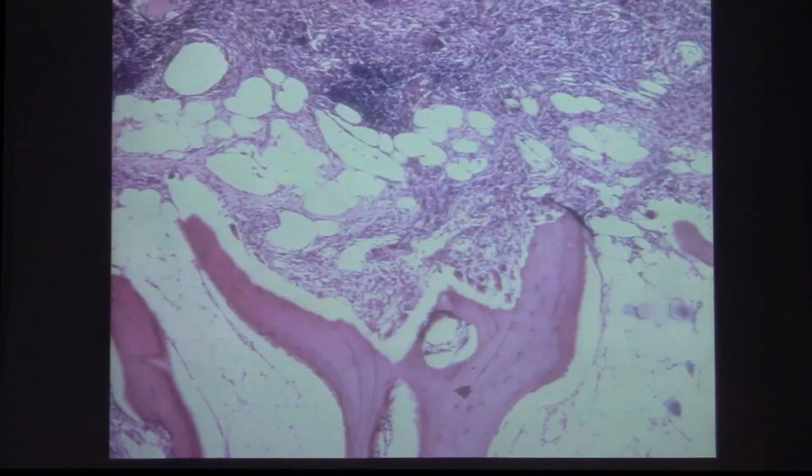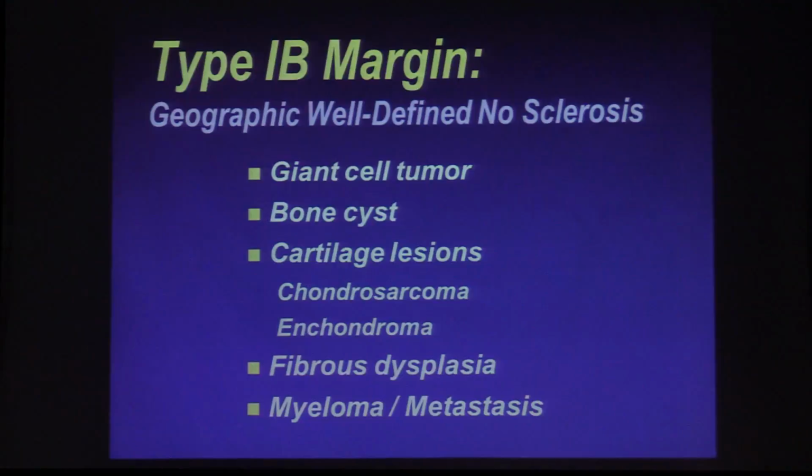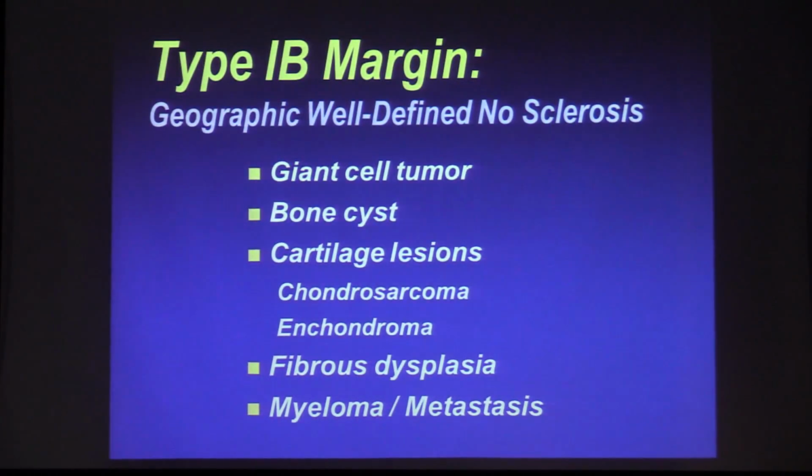And here at higher power, we can see, in fact, those host osteoclasts going to town having their breakfast on the host trabeculae. Again, a balance between the tumor growth and the resorption of bone, giving us this well-defined, not sclerotic margin. Again, a higher biological activity seen with a host of lesions, most typically benign, but certainly we know that things like myeloma and some metastases may have this again.